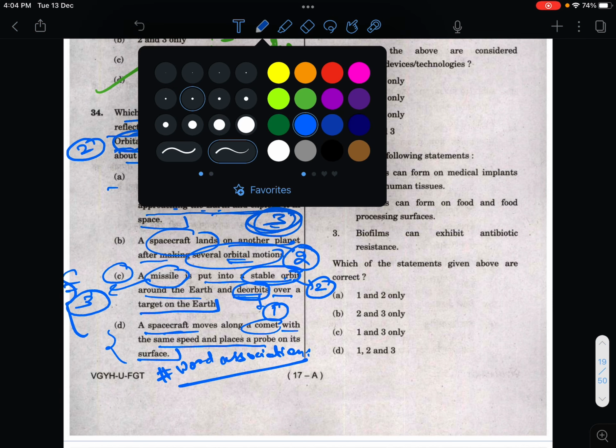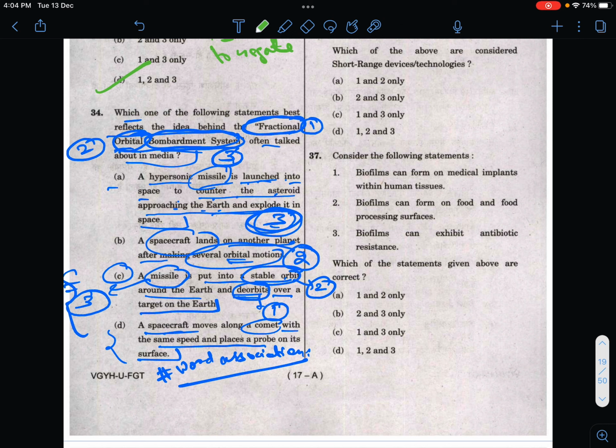So I'm going to back my hunch. I'm going to back the fact that since this question has not directly come from a standard source, logical reasoning can be fairly employed in this question. There were three keywords that I could identify: fractional, orbital, and bombardment system. I see option C, in which I could find elements relating to all these three keywords, and I marked C. Again, it turned out to be the correct answer.